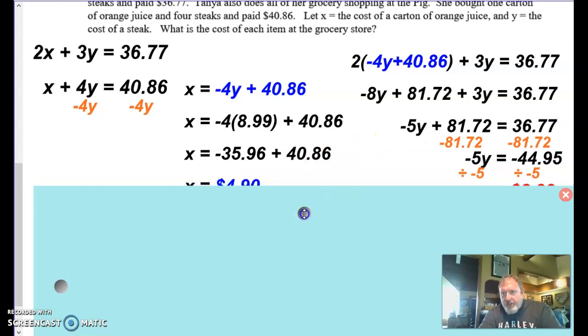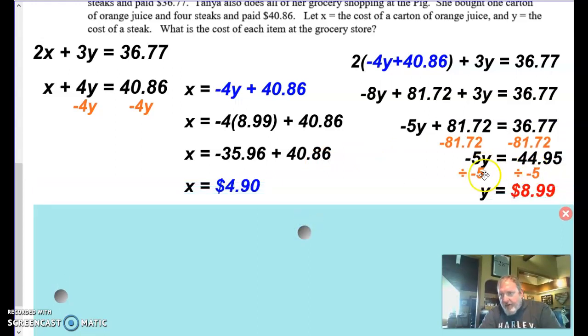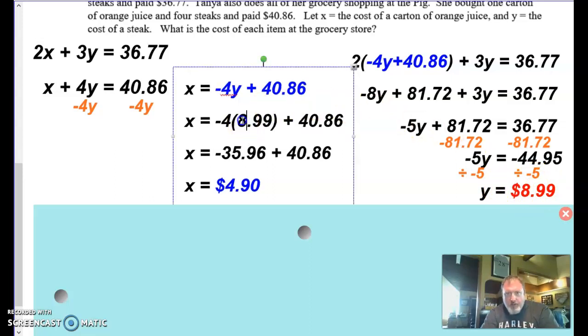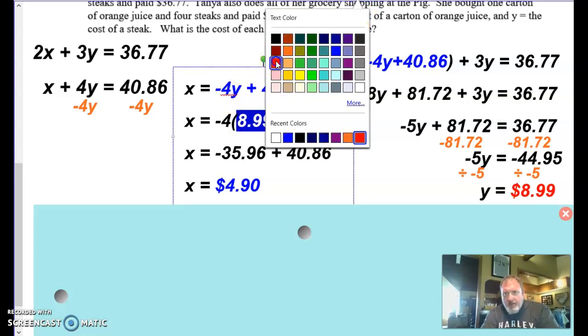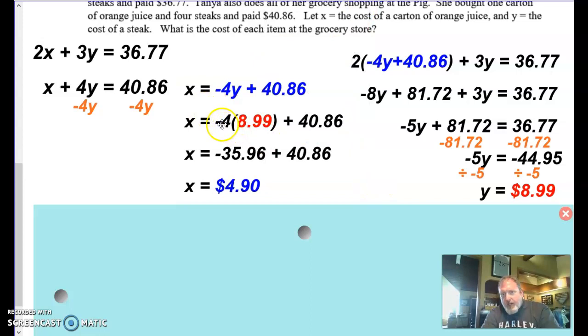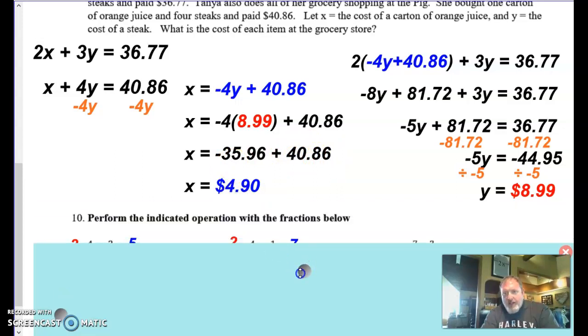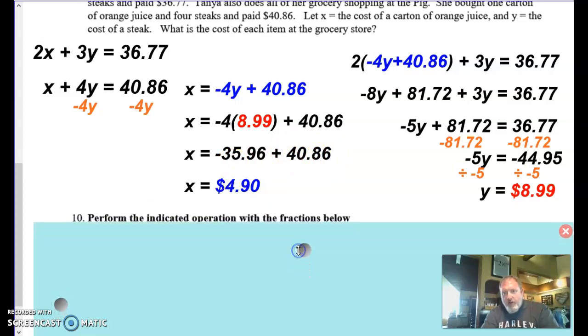And then my final step to solve for y, I'm going to divide by -5 right here, and y is $8.99. So that's our cost for each steak. Now that I know what y is, I can plug that right back in right here. So I'm going to replace y with $8.99. I will distribute, so that's -$35.96. And when I add these two numbers together, I get $4.90, and that is the cost of our orange juice.